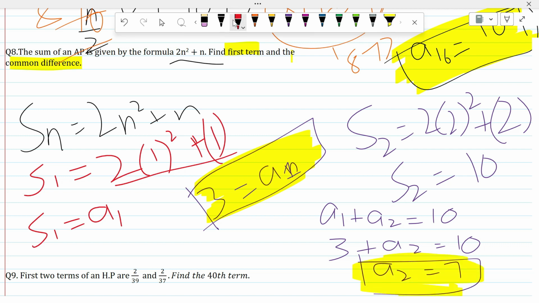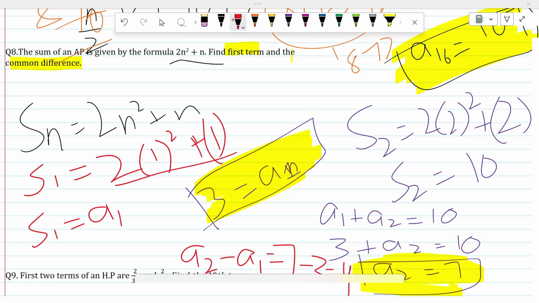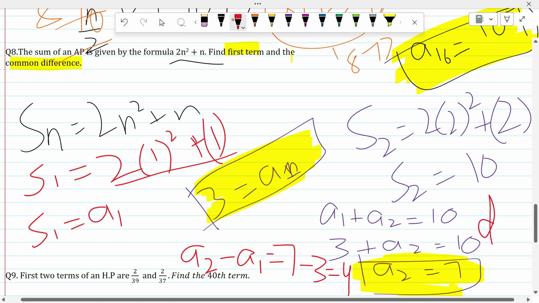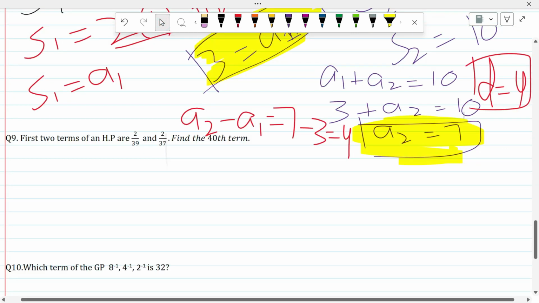Now, for finding the common difference, we have to subtract A1 from A2. Okay, so let us see. A2 is 7 and A1 is 3. This would be equal to 4. Okay, so we got the common difference, which is equal to 4. Here you get your point. Okay. Let's move forward.